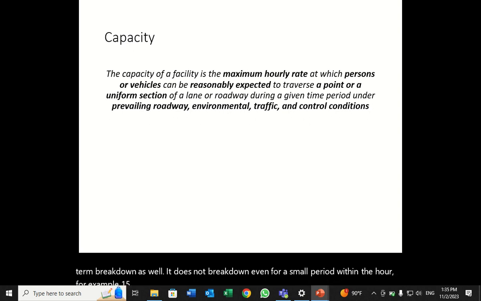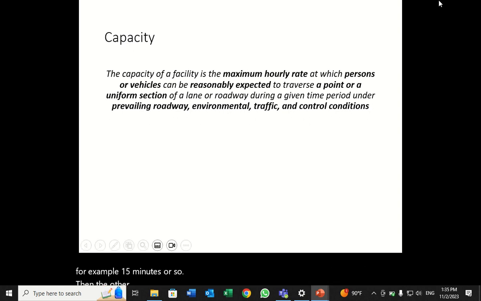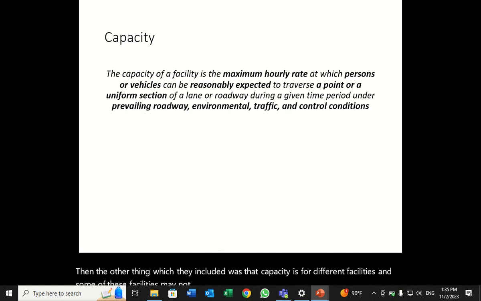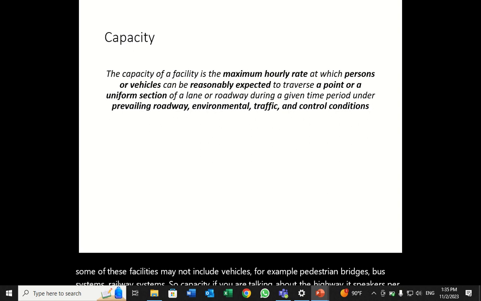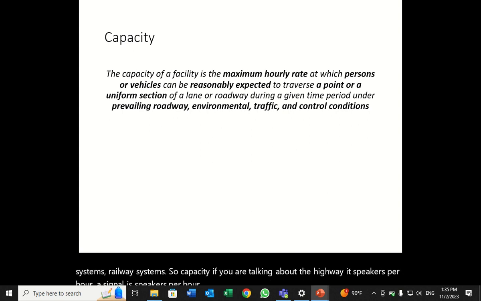Then the other thing which they included was that capacity is for different facilities, and some of these facilities may not include vehicles, for example pedestrian bridges, bus systems, railway systems. So capacity, if you are talking about a highway, is vehicles per hour, a signal is vehicles per hour, but the other facilities can be persons per hour. A railway station, a metro station can have a capacity in terms of persons per hour.